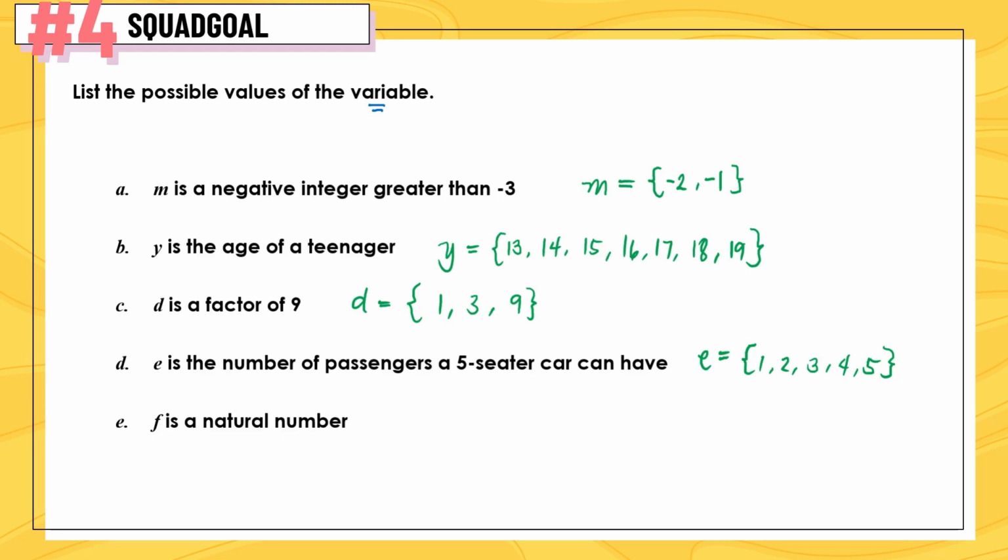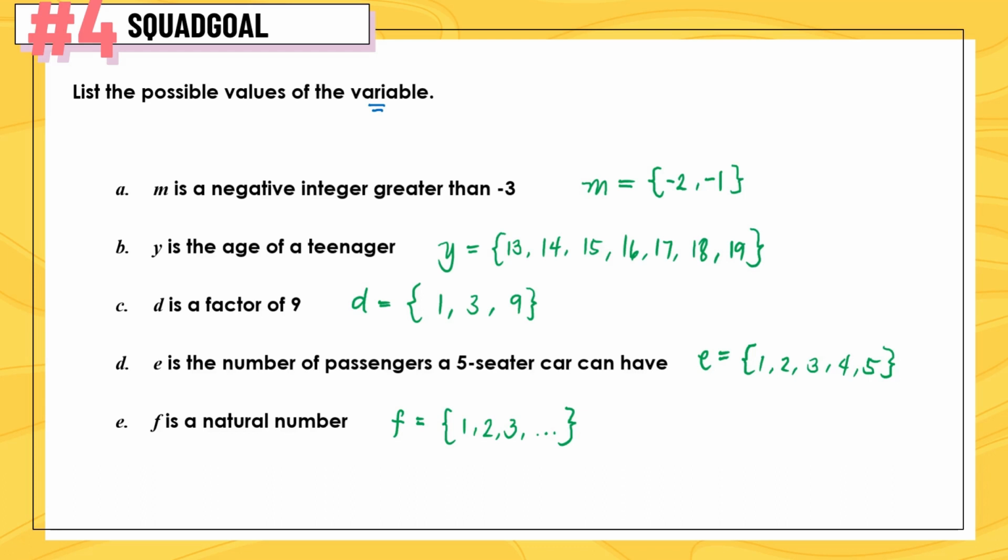Let's have letter F. F is a natural number. Oh, how to do this one? Of course, you may use your set notation. So for this one, natural numbers, we have 1, 2, 3, comma, and then you'd use your ellipsis, and your braces. Did you get this correctly? I hope so. You were able to remember the set notation.